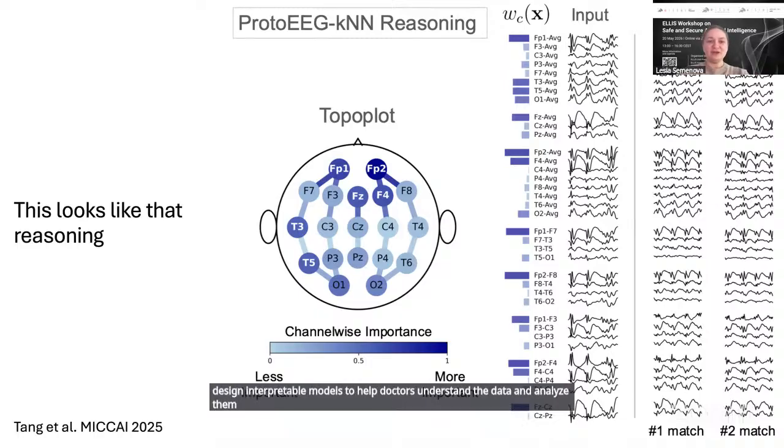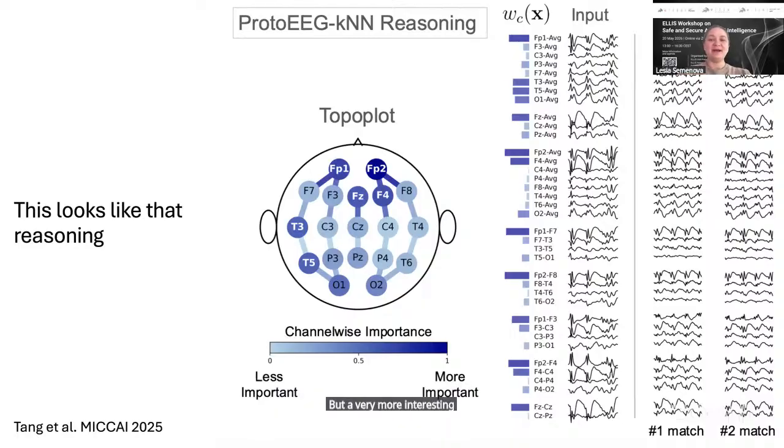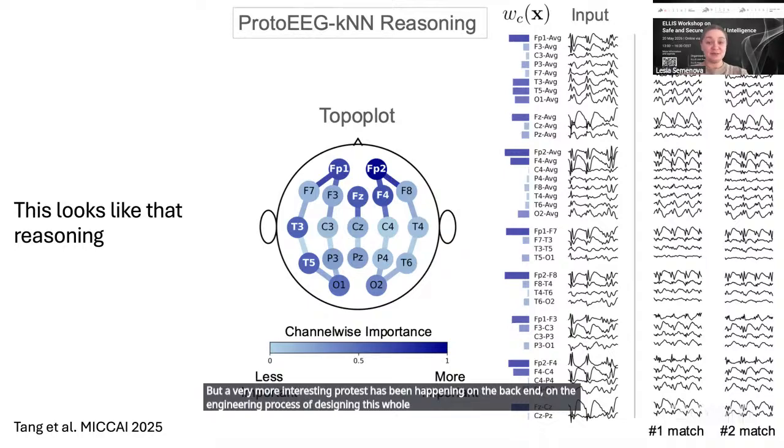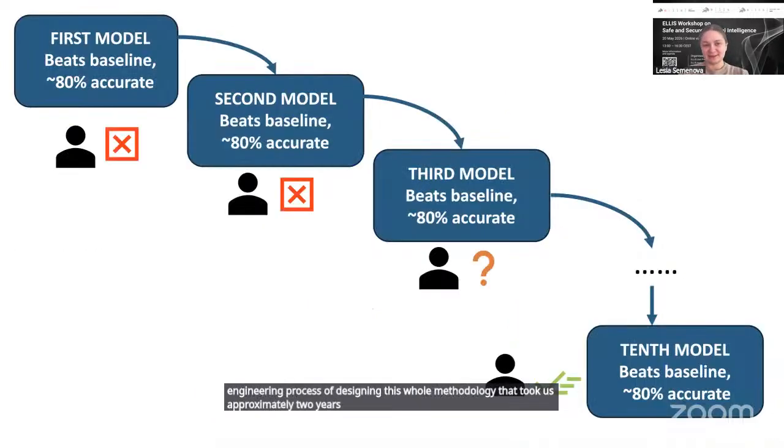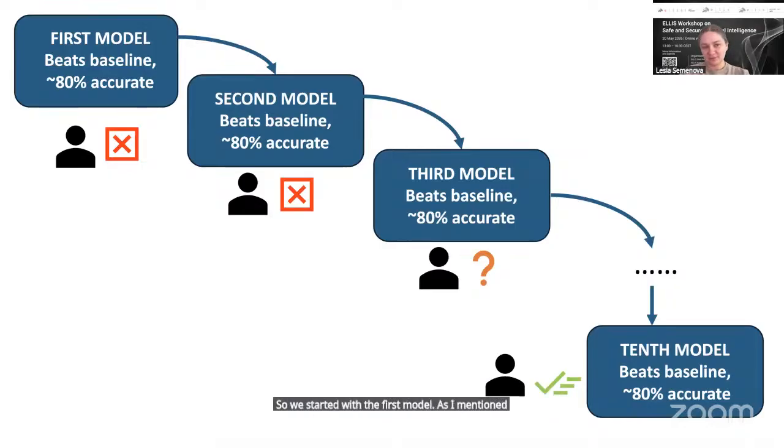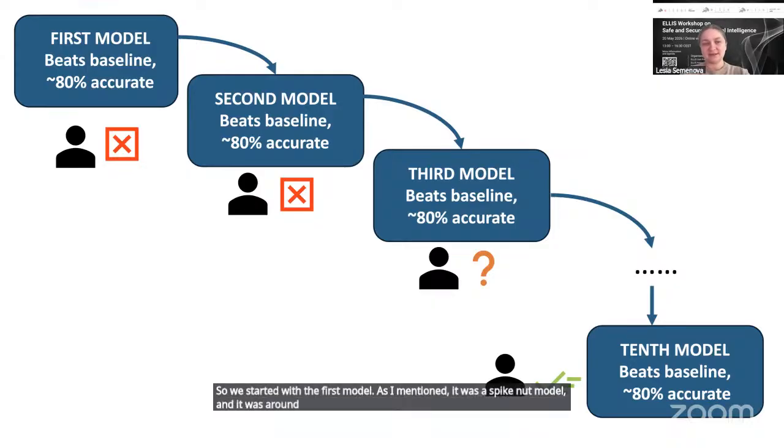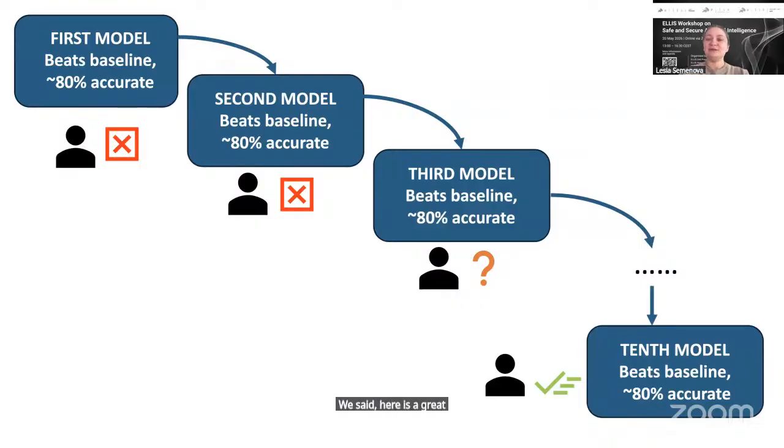But a way more interesting process has been happening on the back end, in the engineering process of designing this whole methodology, which took us approximately 2 years. And it was like this. We started with the first model. As I mentioned, it was a SpikeNet model, and it was around 80% accurate. Then we said, okay, now we're going to try our interpretable model. So we tried ProtoPNet, we got our second model, and it matched the baseline at 80% accuracy. We went to our doctors and said, here is a great model. It's interpretable, and it performs as well as the best model in class that you had.